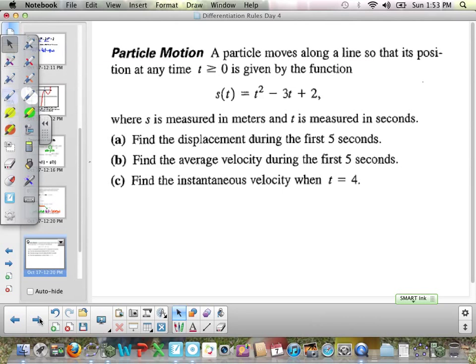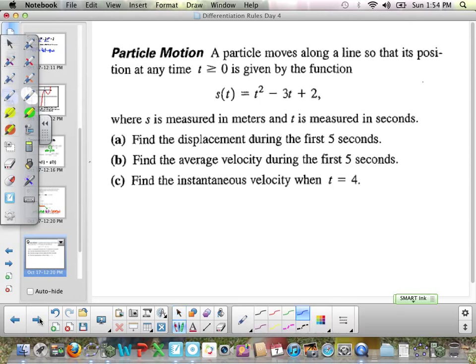A particle moves along the line so that its position at any time t greater than or equal to 0 is given by the function s, where s is in meters and t is in seconds. Find the displacement during the first 5 seconds. That's the change in position during the first 5 seconds.